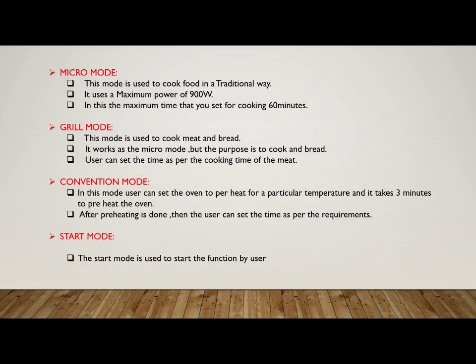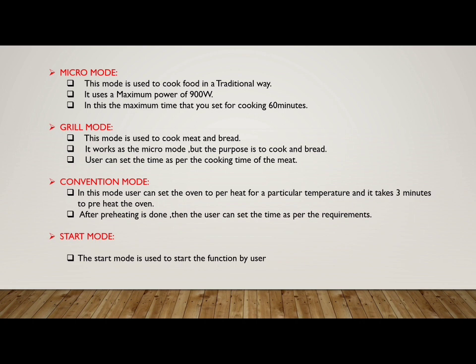Micro mode. This mode is used to cook food in a traditional way. It uses a maximum power of 900 watts. The maximum time that you can set for cooking is only 60 minutes. Grill mode. This mode is used to cook meat and bread. It works like micro mode, but the purpose is to cook meat and bread. The user can set the time as per the cooking time of the meat.